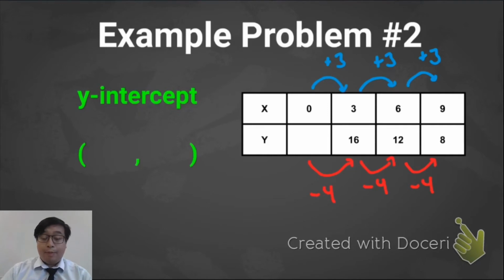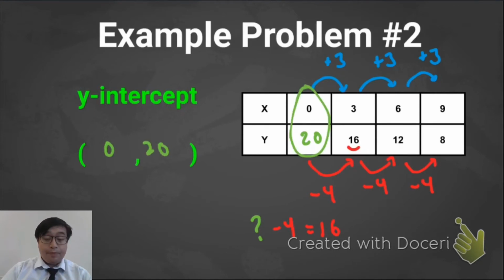So now, in order to find my y-intercept, I need to ask the question, what number, if I take away 4 from it, is going to bring me down to 16? And the answer to that's going to be 20. Because I know that 20 minus 4 is going to equal 16. So my y-intercept is going to be (0, 20).